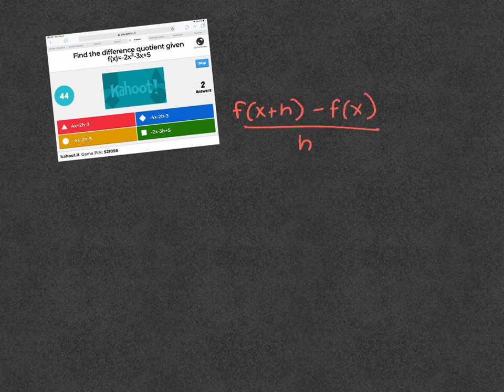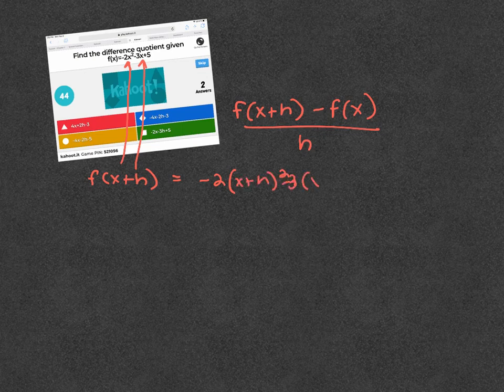So this, I told you before, but I'm going to tell you it again. I'm not giving you this: f of x plus h minus f of x over h. You have to know that. That's the first thing. You get that wrong, everything from here on out is obviously wrong. So I'm going to find f of x plus h by taking the x plus h and plugging it in everywhere there's an x. So negative 2 times x plus h squared minus 3 times x plus h plus 5.